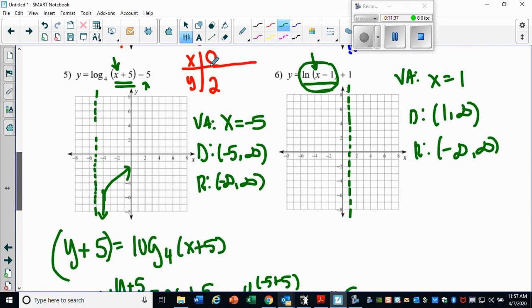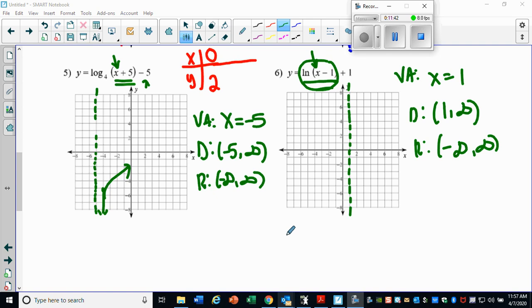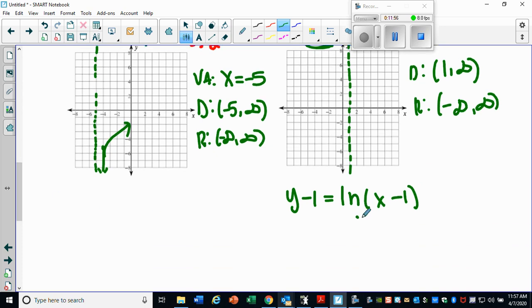So now let's go ahead and rewrite it. Remember, we want to get that natural log by itself, so you end up with y minus 1. I did that subtraction correctly this time, equals the natural log of x minus 1. So what is your base here? We have a natural log. Remember, a natural log is an understood base of e. So we're going to say e to the y minus 1 equals x minus 1.